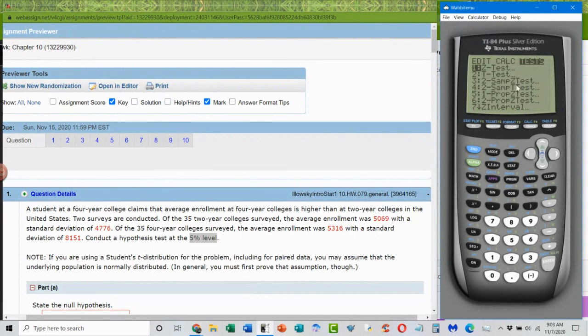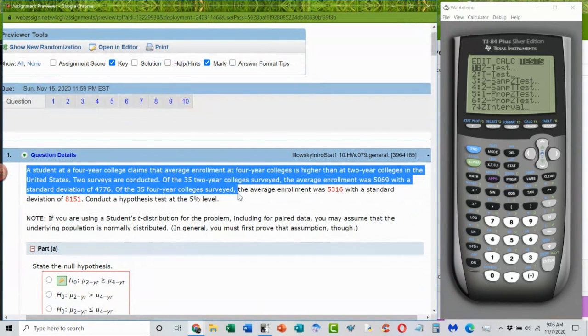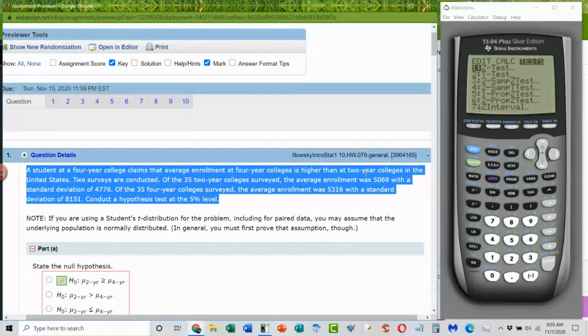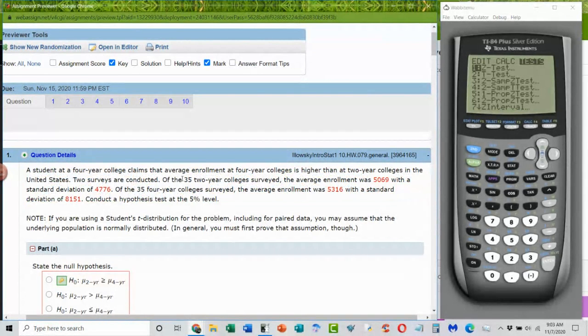The same pieces still apply. If I know the population standard deviation, I use the Z test. If I don't, then I'm going to use the t-test. In most things in real life, we don't have the population standard deviation. So here, if we look at the first question, a student at a four-year college claims that the average enrollment is higher than at a two-year college. They do two surveys. They look at 35 two-year colleges with an average enrollment of 5,069 and a standard deviation of 4,776. And then they look at 35 four-year colleges with an average enrollment of 5,316 and a standard deviation of 8,151. Those are sample standard deviations, not population standard deviations, and so we need to know all of those pieces.